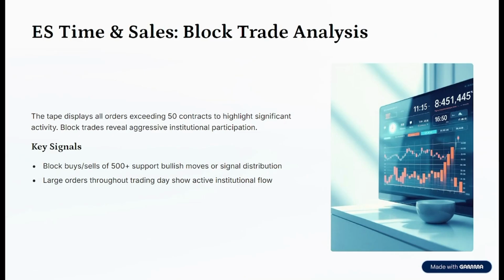ES time and sales, block trade analysis. The ES tape displays all orders exceeding 50 contracts to highlight significant activity. Block trades reveal aggressive institutional participation and are marked on the tape for easy identification. You can use block trades as key signals. Block buys and sells of 500 plus support bullish moves or signal distribution. These large orders will print throughout the trading day and they do show active institutional flow.